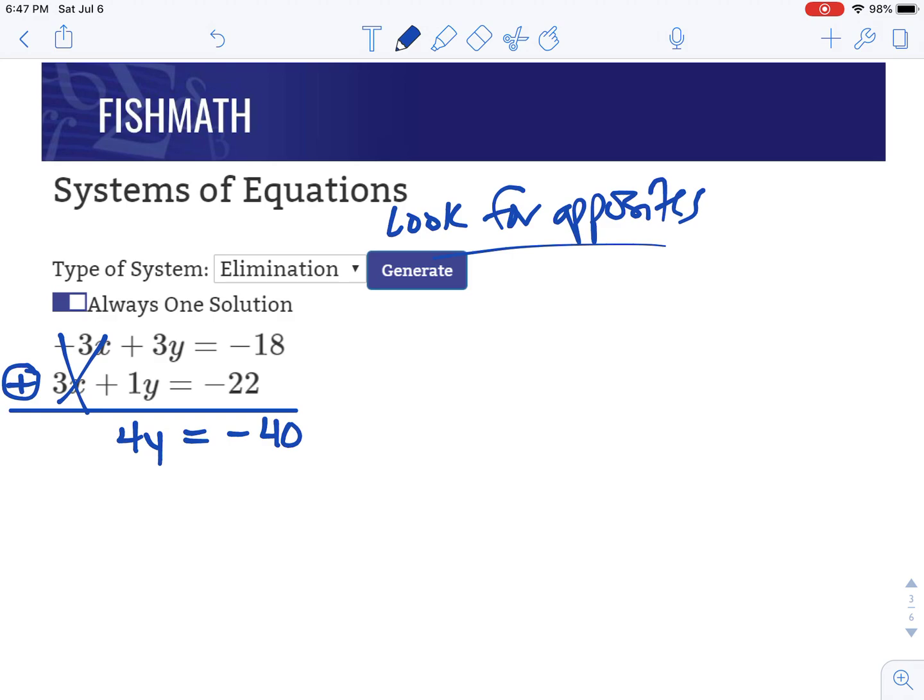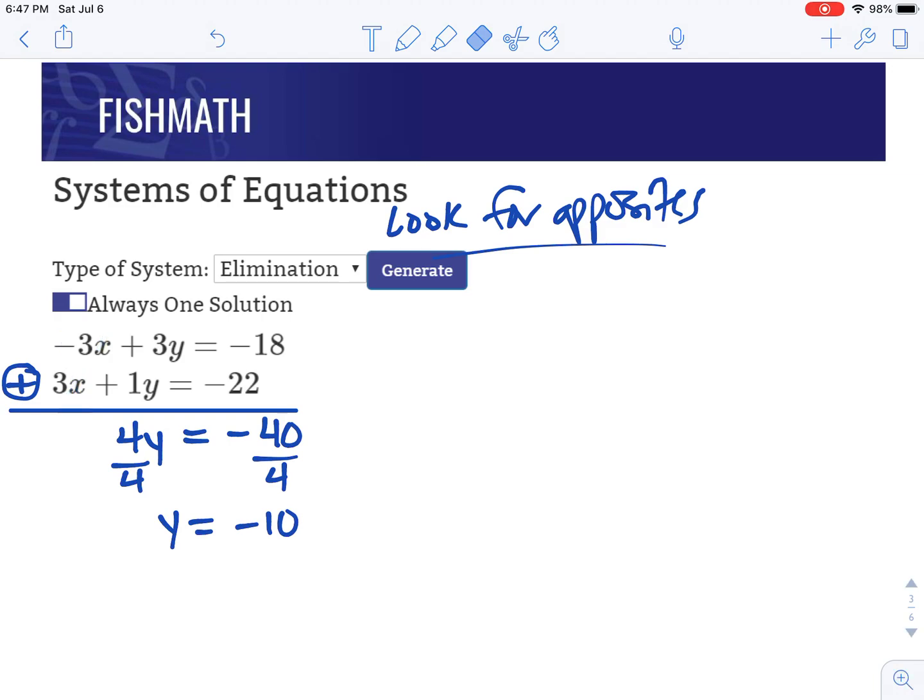Now we've got just one step left to solve this. Simply divide by 4, and we've got our y equaling -10. And we're not quite done. We can't just find the y. We've got to find the coordinates where these two lines intersect. And the y coordinate is only half of what we're looking for. So now we've got to find the x coordinate.